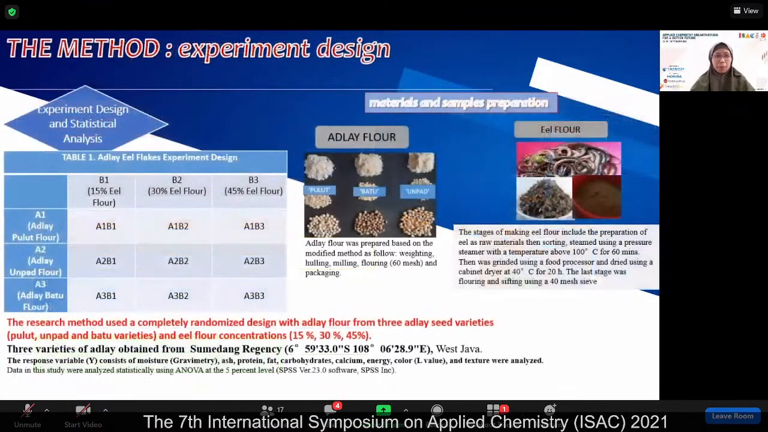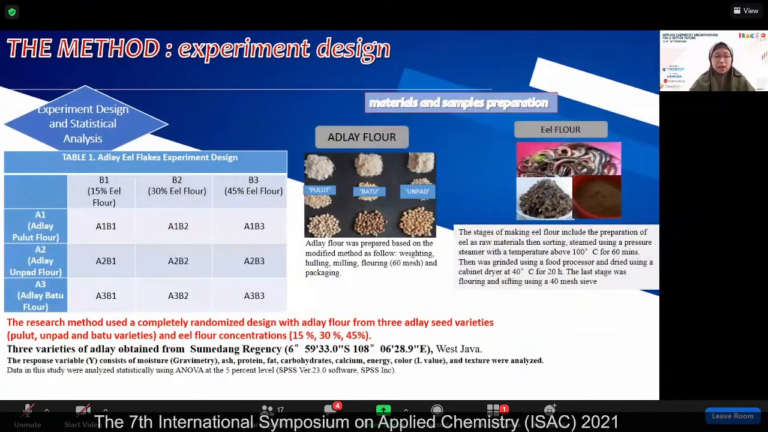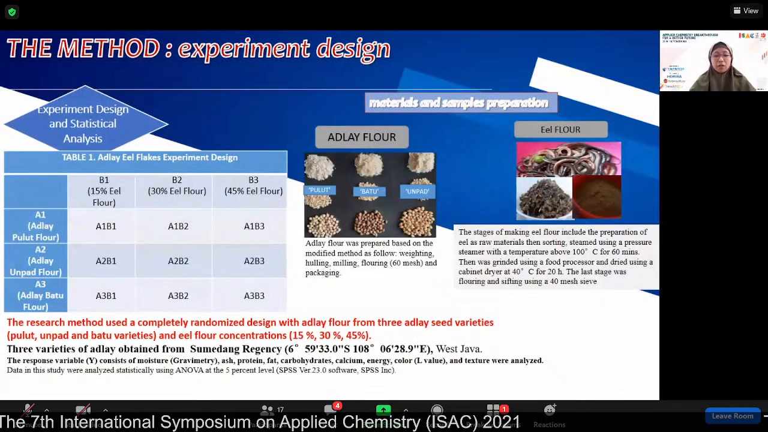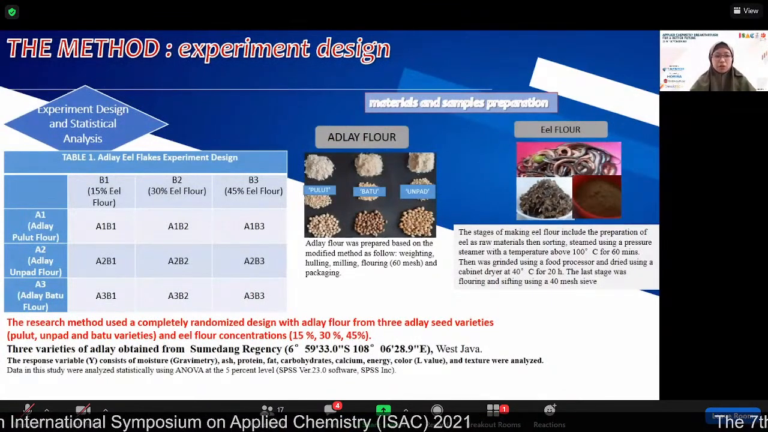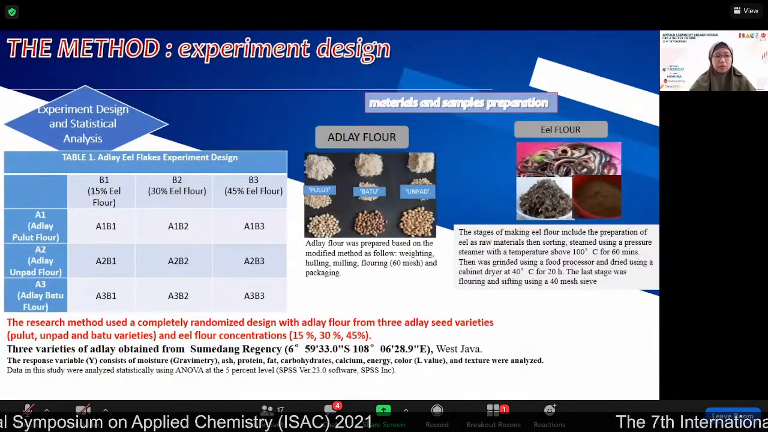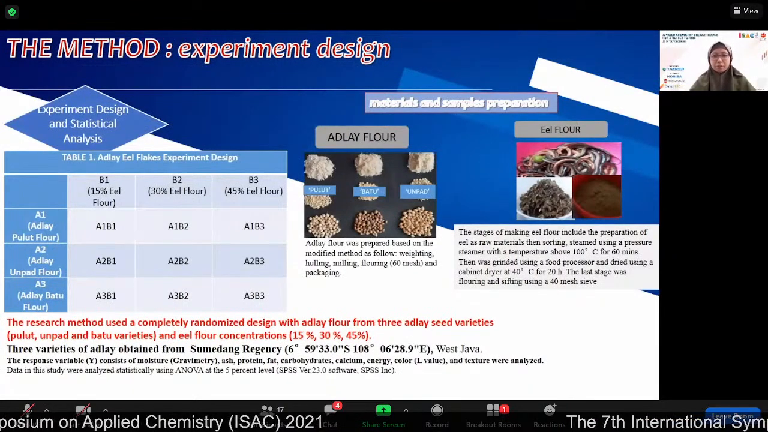The experiment design. The research method used a completely randomized design with adalah flour from 3 adalah seed varieties, pulut, unpad, batu, and eel flour concentrations of 15%, 30%, 45%. The response variables consist of moisture, ash, protein, fat, carbohydrate, calcium, energy, color, and texture. Data in this study were analyzed statistically using ANOVA at the 5% level.